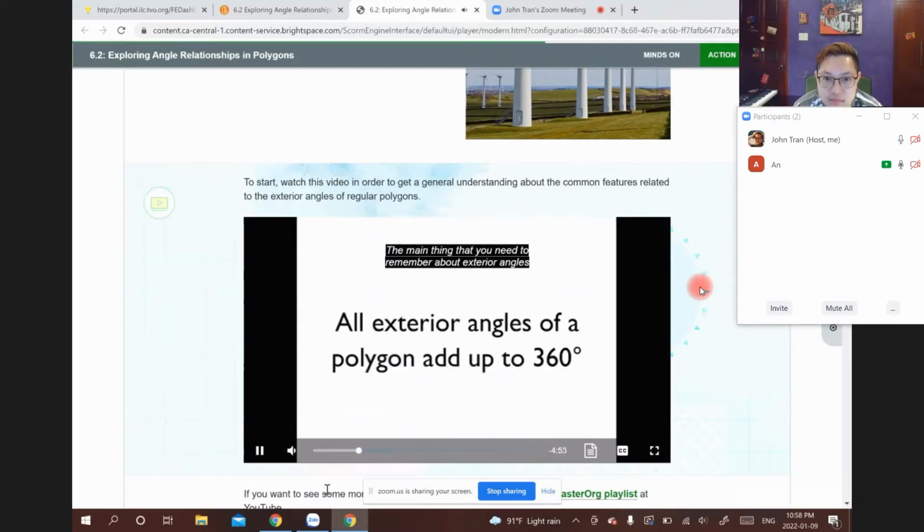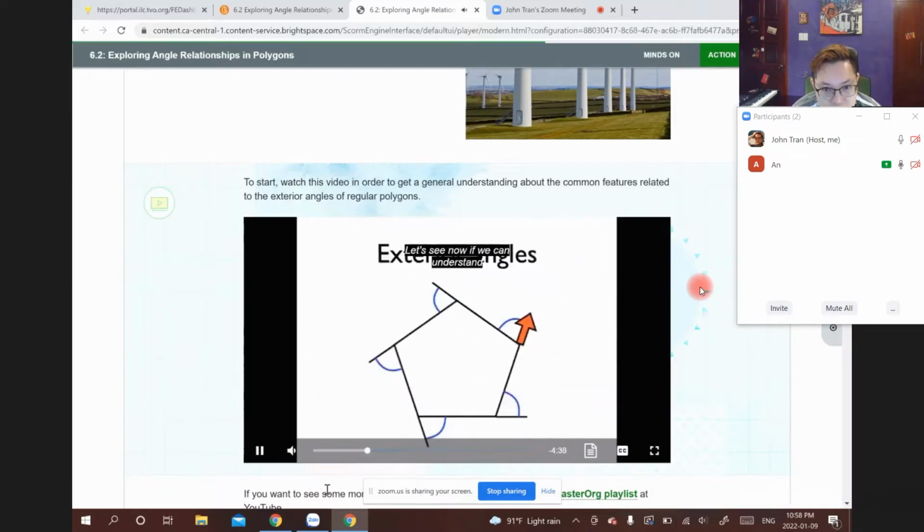The main thing that you need to remember about exterior angles on polygons is that they all add up to 360 degrees. So all exterior angles of a polygon add up to 360 degrees. Let's see now if we can understand why. Here I've started with a red arrow pointing along one of the sides of the polygon. And what I want you to concentrate on as I go through this sequence of actions is to think about how much the red arrow is rotating as we go around the polygon.